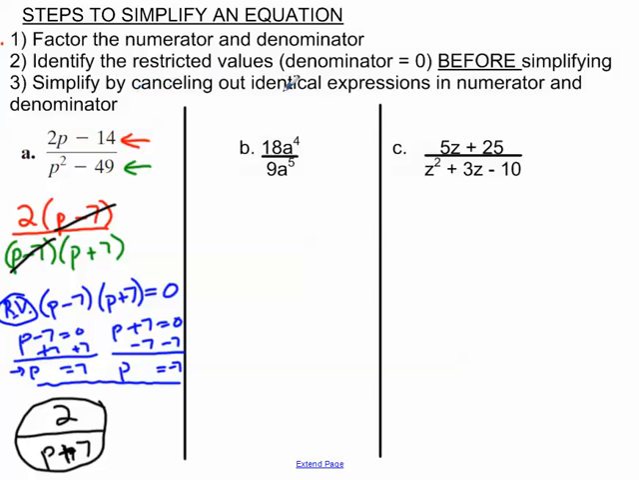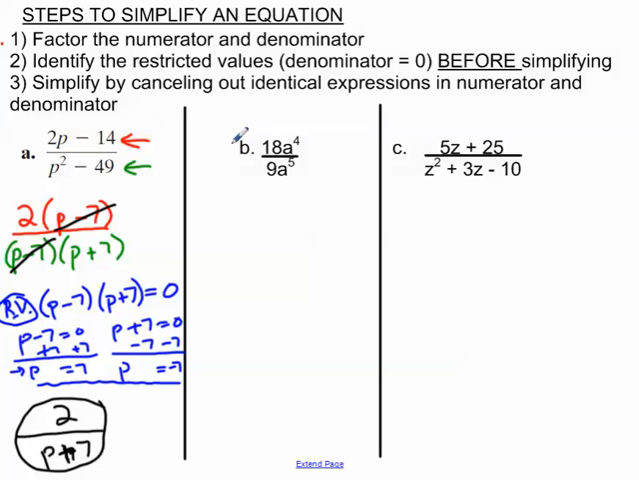So we've simplified by canceling out identical expressions. P minus 7, those are both factors. They cancel out. What's left? 2 over p plus 7, and we know that restricted values are p equals 7, and p equals negative 7. So p equals 7 can't go into our original equation. This value for the variable can't go into the equation either, so we're all done. So those are our steps to simplifying an equation.